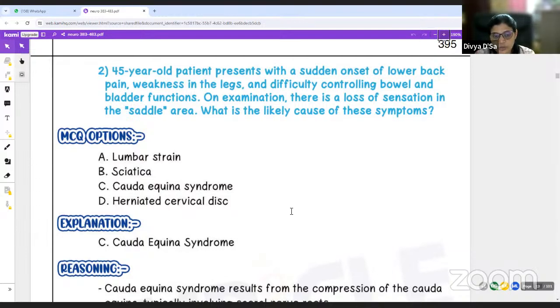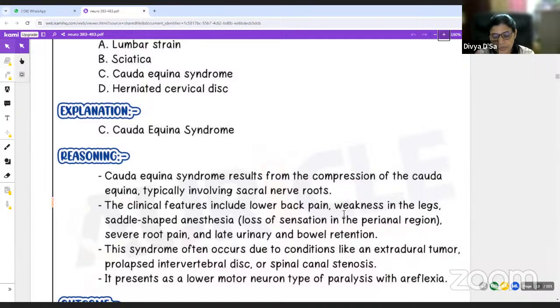Cauda equina syndrome. Okay, so cauda equina syndrome results from the compression of the cauda equina, which involves the sacral nerve roots. The clinical features include lower back pain, weakness in the legs, and saddle-shaped anesthesia also. You have seen the saddle on the horse, right? They keep the saddle for the horse riders to sit. So that portion comes in contact with the perianal region. That is why when there is loss of sensation in that region, we call it saddle-shaped anesthesia.